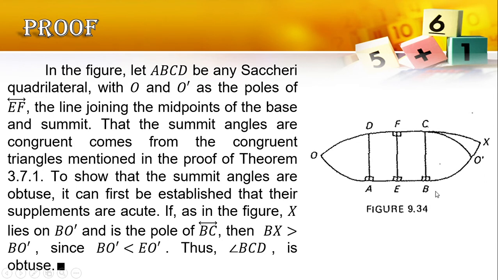Then line BX is greater than line BO prime. We can see there in the figure that line BX is greater than line BO prime. Since BO prime is less than EO prime, we can see there that EO prime is greater than BO prime. Thus, angle BCD is obtuse. So that is the proof of theorem 3.7.2.